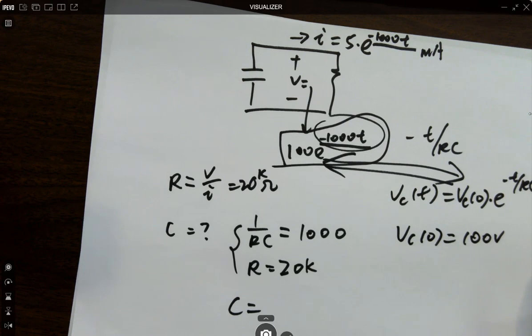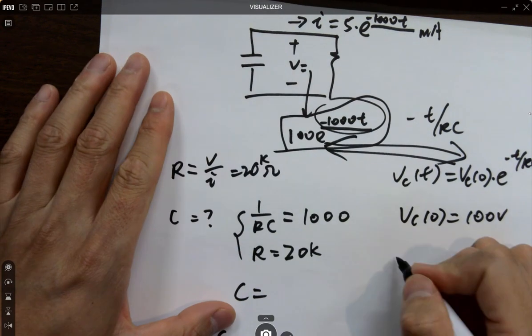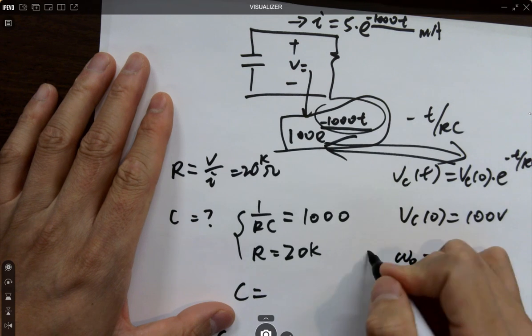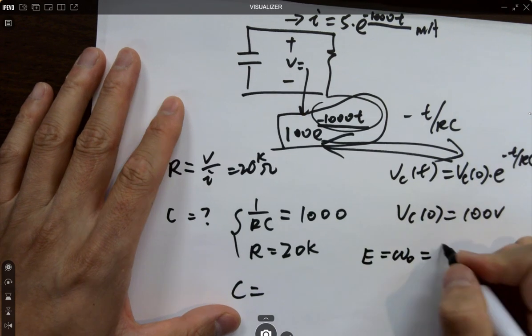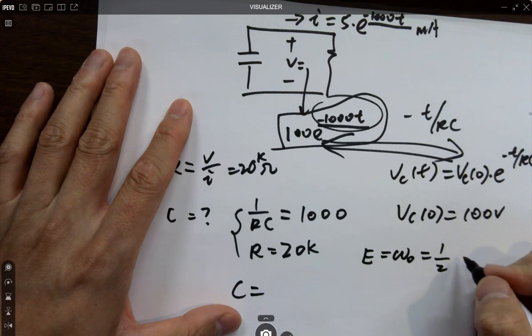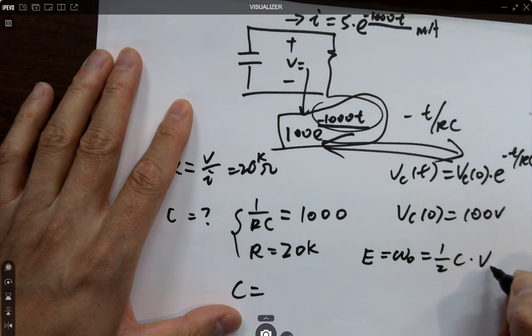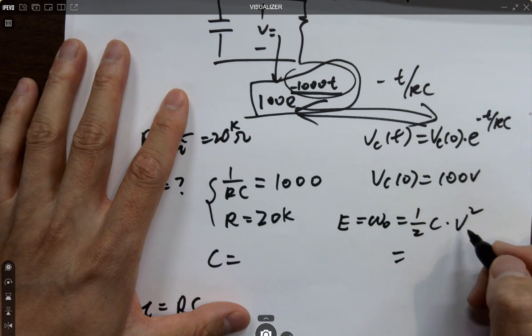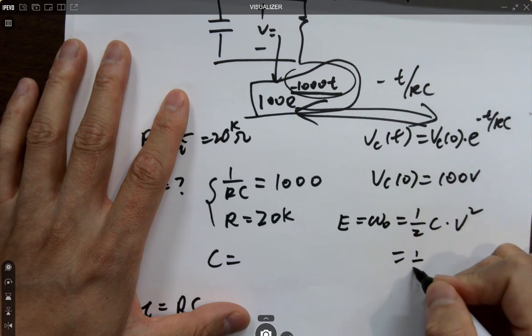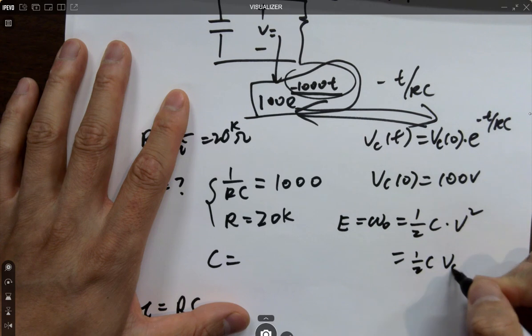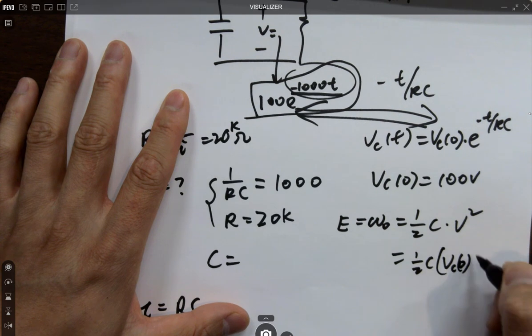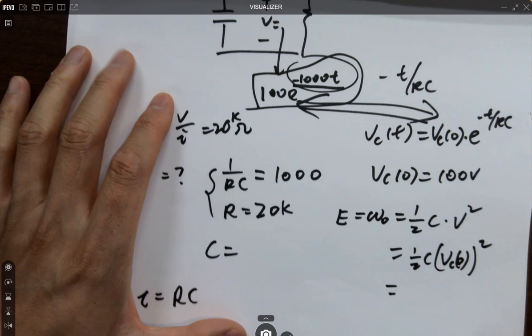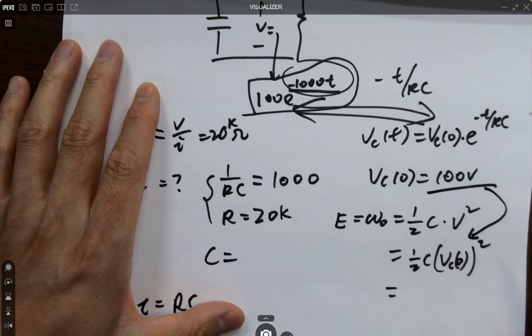So why do we need that? Because the initial energy of the capacitor is a half times C times V square, and because it's asking for initial energy, it's not at some time point, so the voltage is just the initial voltage. Okay, just plug in.